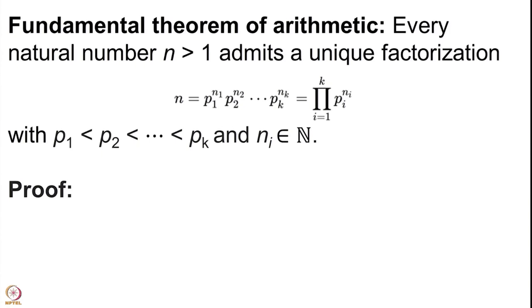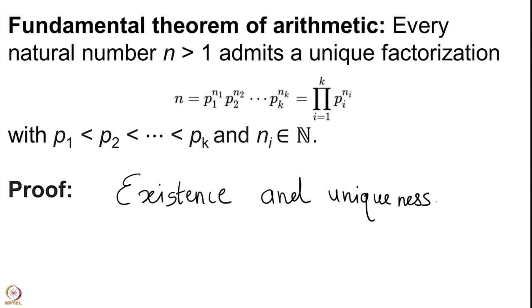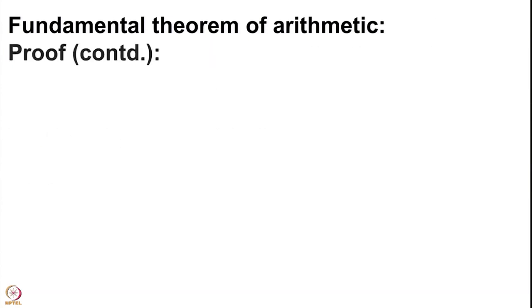So there are two parts that we need to prove this theorem. We need to prove existence and uniqueness. We need to prove that such a factorization exists for every natural number n, and once we have proven the existence, we will need to prove that the factorization which we proved to exist is unique. So let's start. We will use the method of induction quite liberally.